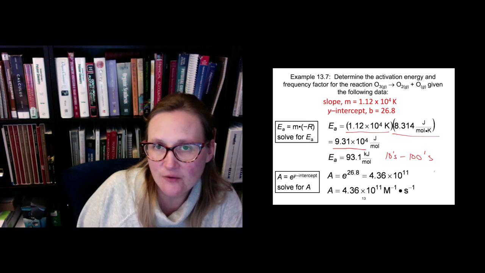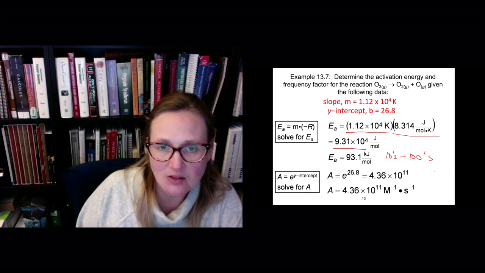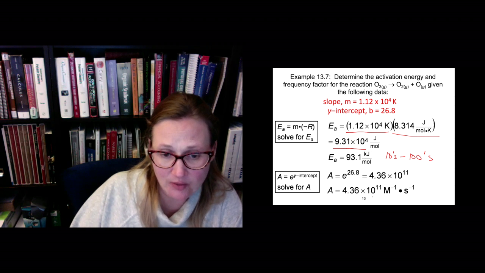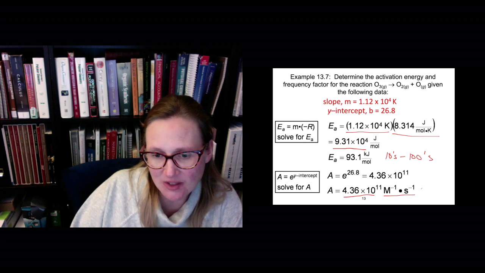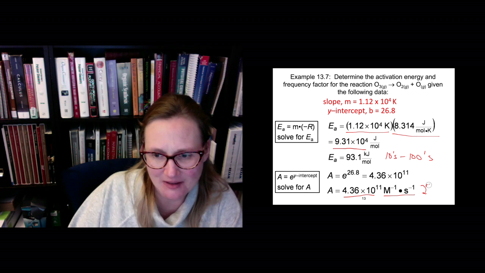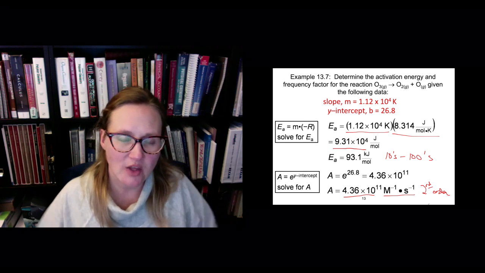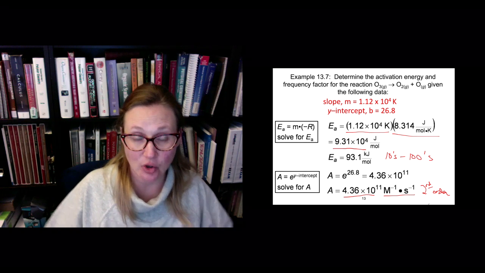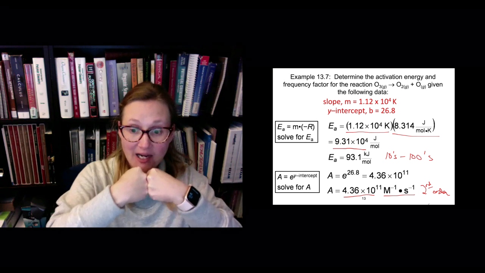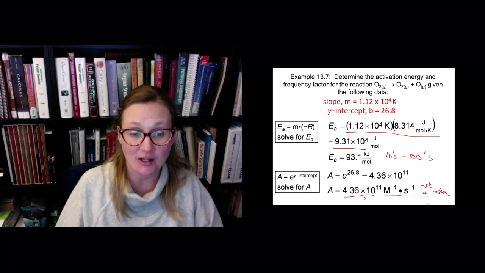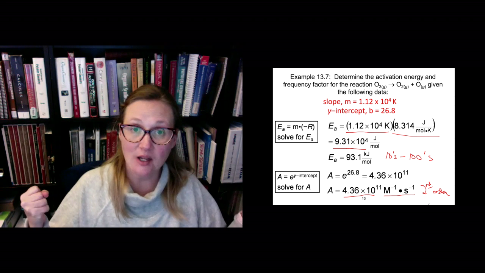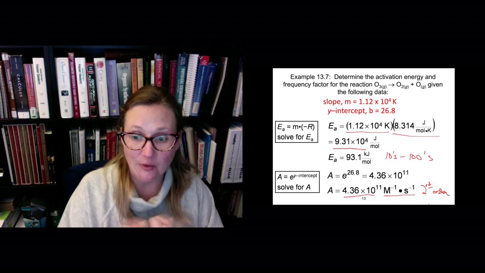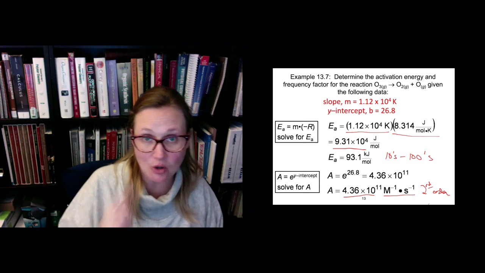All right, and then if we solve for the frequency factor, we take e to the y-intercept, and we get 4.36 times 10 to the 11th per molar per second. If we look at these units, that tells us it's a second order rate constant. And it's second order because we can think of these reactions as being bimolecular. You have to have two things that come and collide in order for you to get a reaction. And that's what the frequency factor is talking about, like how many molecules are colliding, the collision frequency. So it's like a second order rate constant.